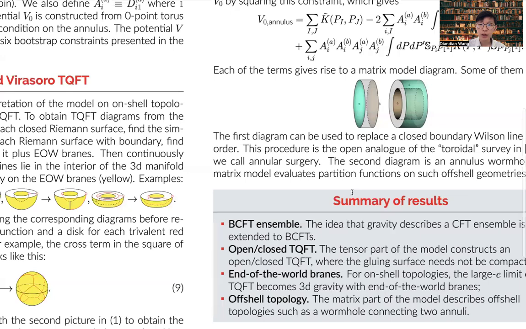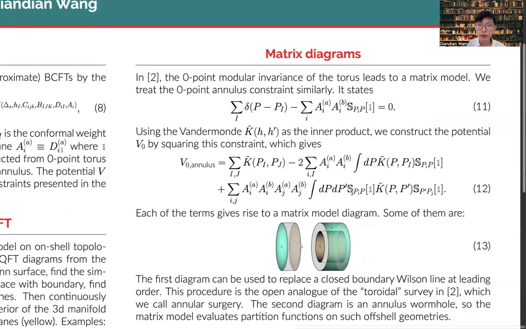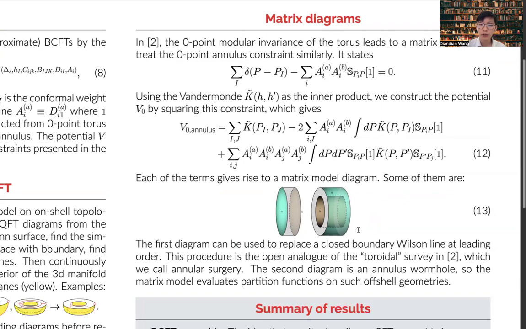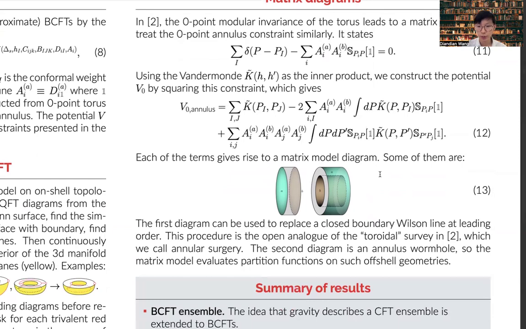After doing that, we move on to the matrix model. Here, similar to reference 2, where they square the 0-point torus constraint, we square the 0-point annulus constraint as well. And then, by squaring with the appropriate inner product, we obtain this expression. Here we get different diagrams that would correspond to predictions for contributions from off-shell topologies.